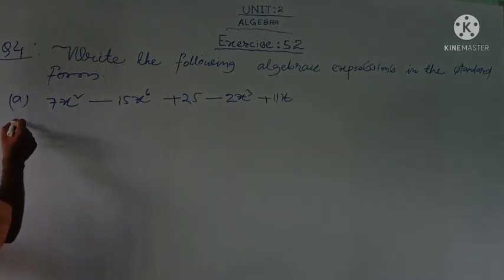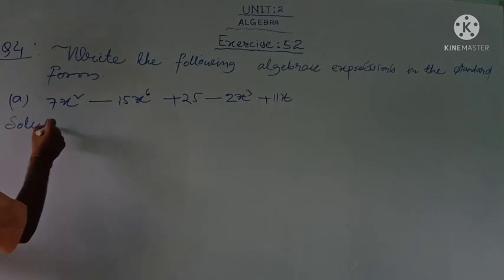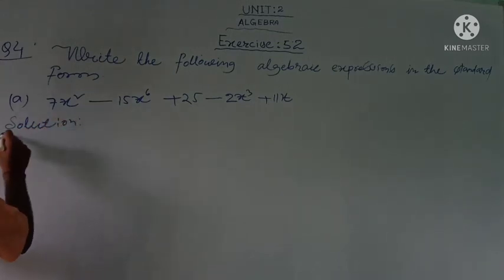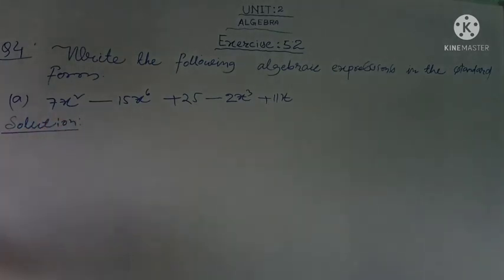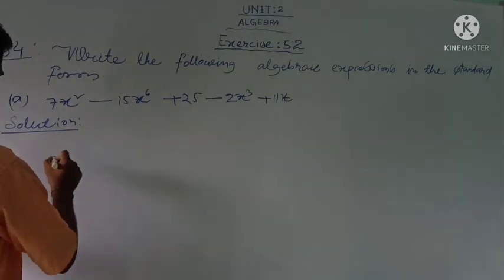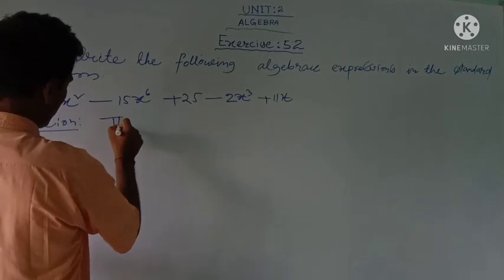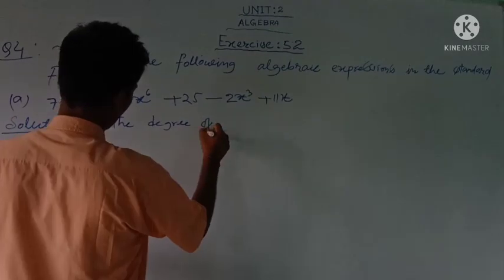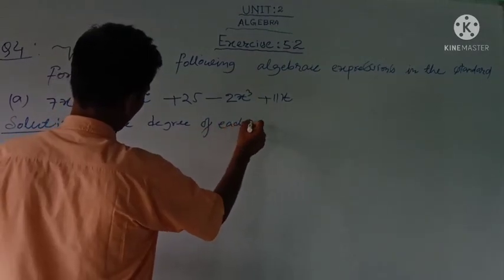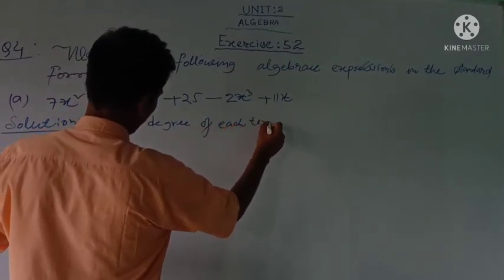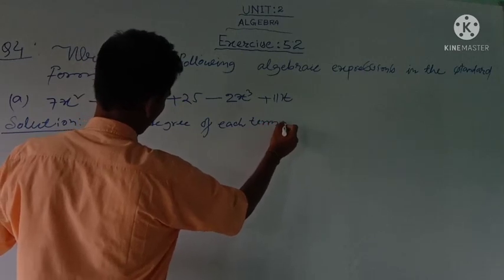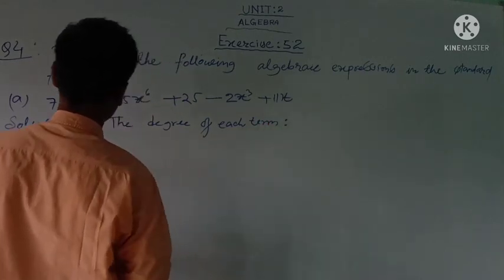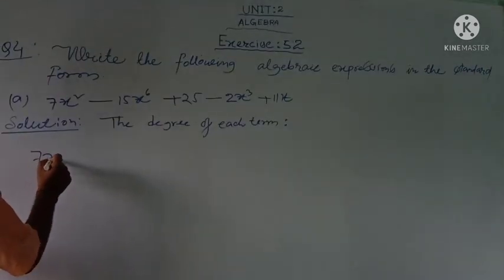Solution: the degree of each term. I'll find the degree of each term first. So we got the first term here, 7x square.